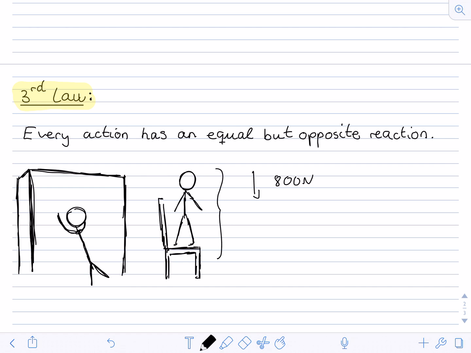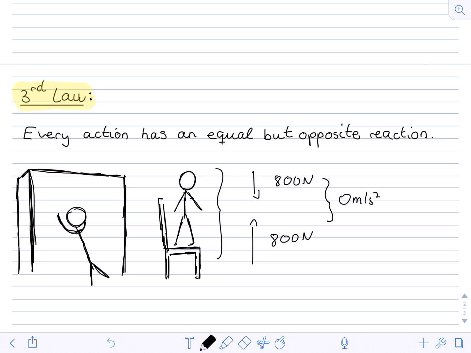Well, that's the action, okay? That's Bob's action. He's just on top, or he's sitting on a chair, or anywhere. He's exerting a force of 800 newtons. But every force has an equal but opposite reaction, which means that the chair is exerting a force of 800 newtons in the opposite direction, okay? So them two cancel each other out, and there's no movement, and there's no speed or acceleration.